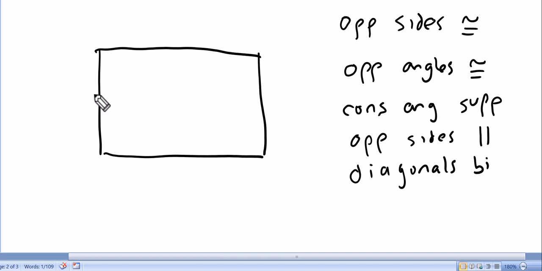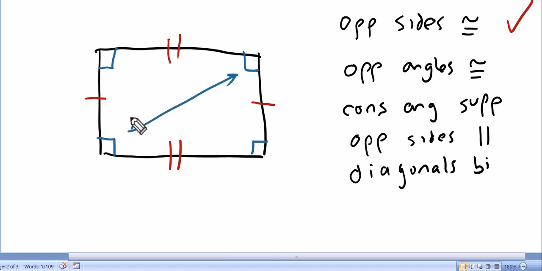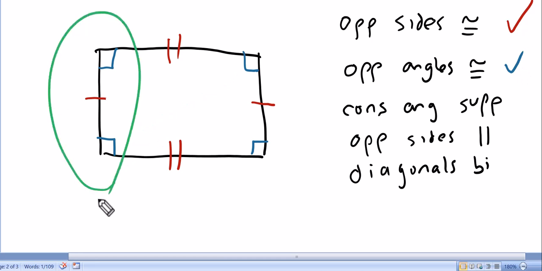Opposite sides: we know that in a rectangle, this shorter side is congruent to this shorter side, and the longer side is congruent to this longer side. So that checks out. We know that a rectangle is equiangular, throwing those words out there, right? All of the angles are 90 degrees. So that means that the opposite angles are congruent to each other. Because we could pick any two of these angles that are neighbors and add them up, it would equal 180 degrees. That makes these supplementary.